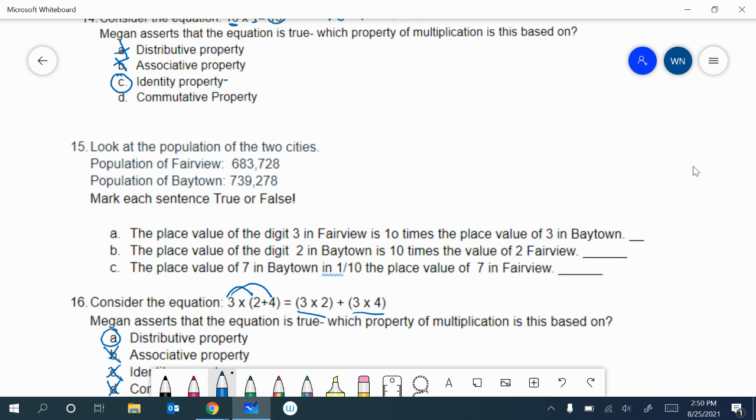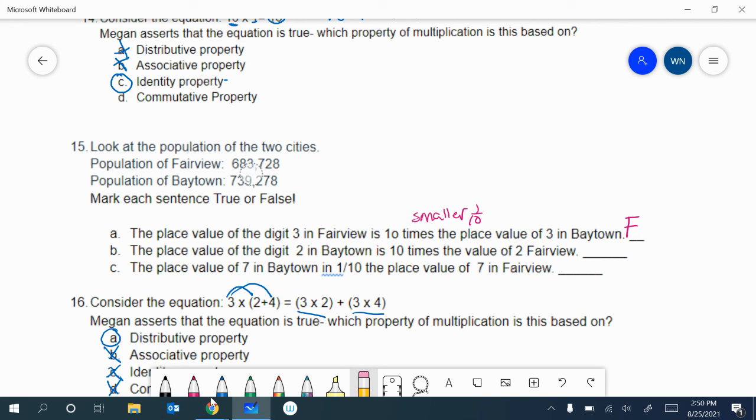It's been a long day. The place value of the digit 3 in Fairview is 10 times the place value of the digit 3 in Baytown. Let's check and see if that is true or false. The digit 3 in Fairview is 10 times bigger than the digit 3 in Baytown. As we can see, the 3 in Fairview is actually 10 times smaller than the 3 in Baytown. So we know that has to be false because in reality, it would be 10 times smaller, or 1/10 of.